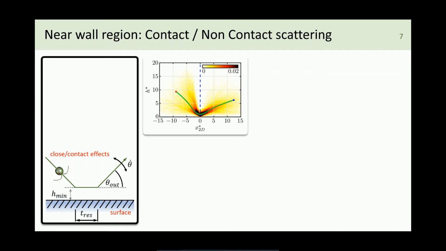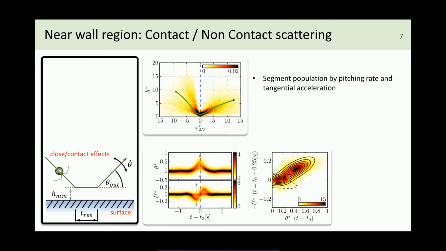To get more insight into the scattering dynamics, we can plot two additional quantities. First, we can plot the rate of change of the pitch angle, which represents how the swimming direction relative to the surface changes in time. And then we will present the rate of change of the linear velocity, which corresponds to the linear acceleration. So we plot both of them here, and we plot them with respect to time.